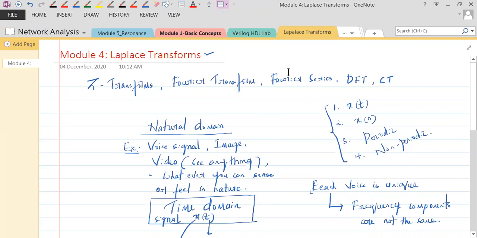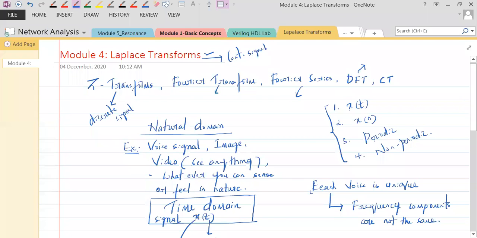So this Laplace transform is applicable to continuous time signal. Understand this? Z transform is applicable to discrete time signal, which you'll be studying in the next semester. Fourier transforms are applicable to continuous time non-periodic signals. Fourier series is applicable to continuous time periodic signals. Discrete Fourier transform is applicable to discrete signals, when it is non-periodic.